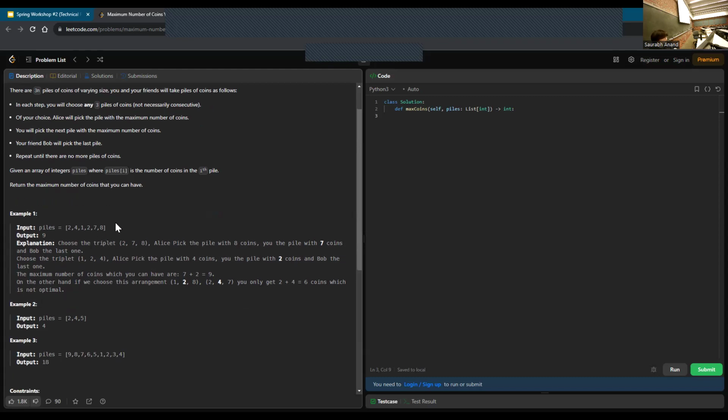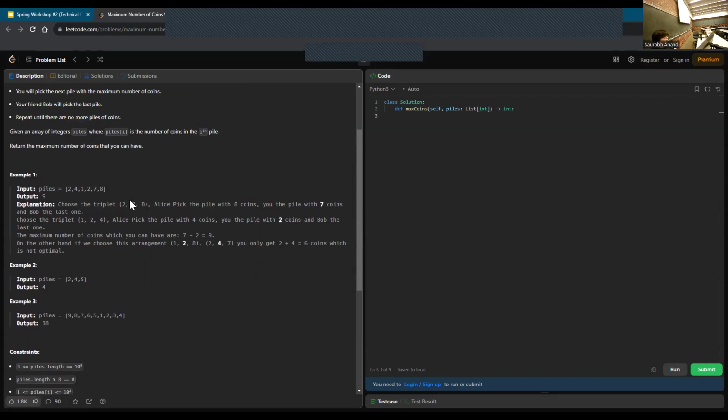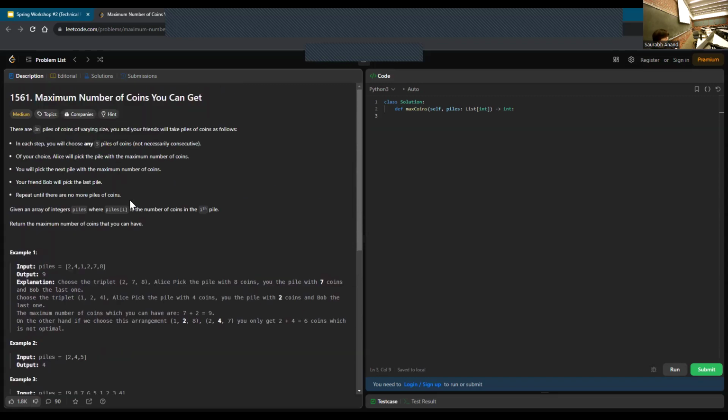So if we look at some of the examples, it's not necessarily given in any order. It's just these piles. So 2, 4, 1, 2, 7, 8 are our pile sizes. And this is the explanation for the solution. This is saying that the best we can get is 9. We're trying to maximize, of course, the number of coins we get. We want all the coins. So one way to get 9, which is the optimal solution, is to choose 2, 7, 8. Alice gets 8, we get 7, and Bob gets 2. And then choose 1, 2, 4. Alice gets 4, we get 2, Bob gets 1.